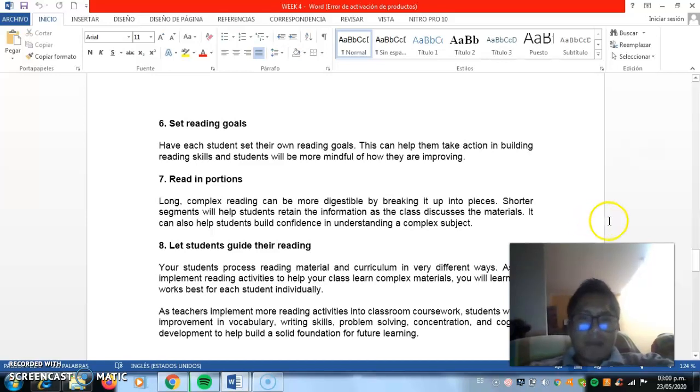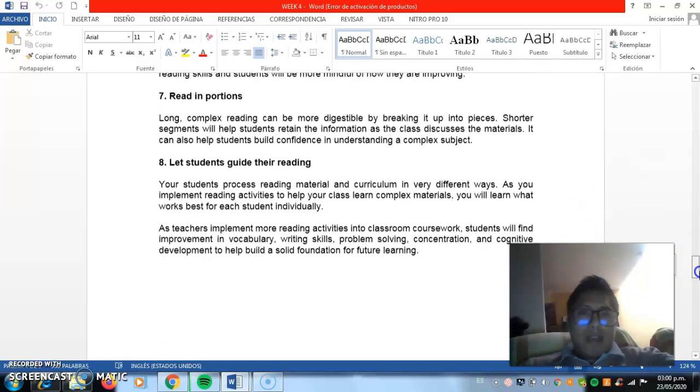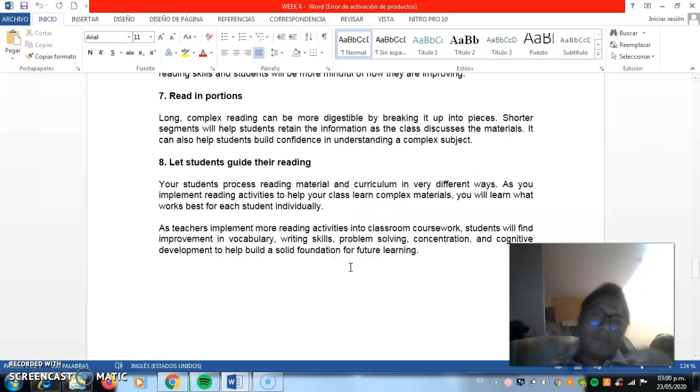Students, here it says, let the students guide the reading. Yes, I think so. Not everything is about homework or academic purposes. But anyway, we have to guide our students to the reading purpose, indeed.